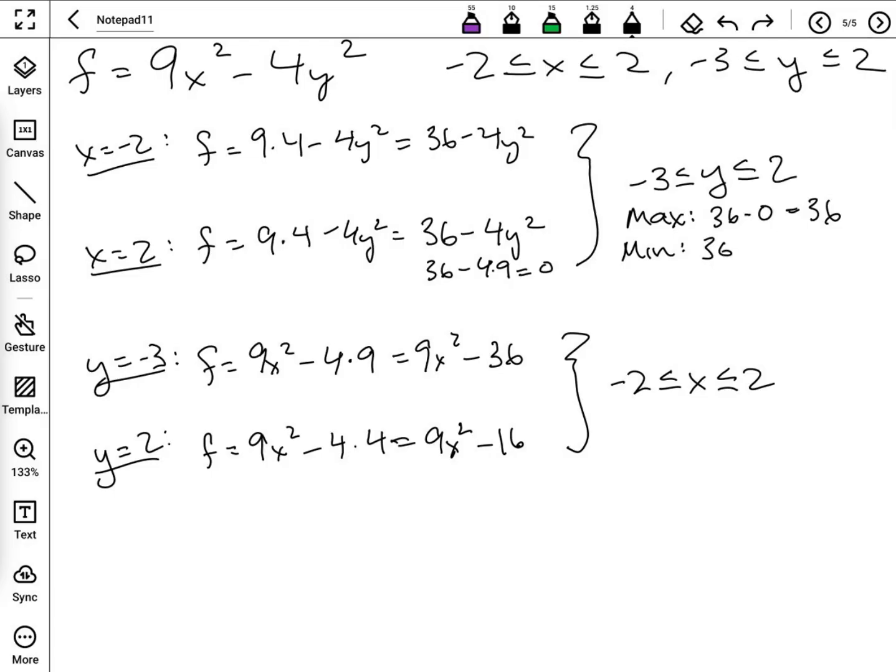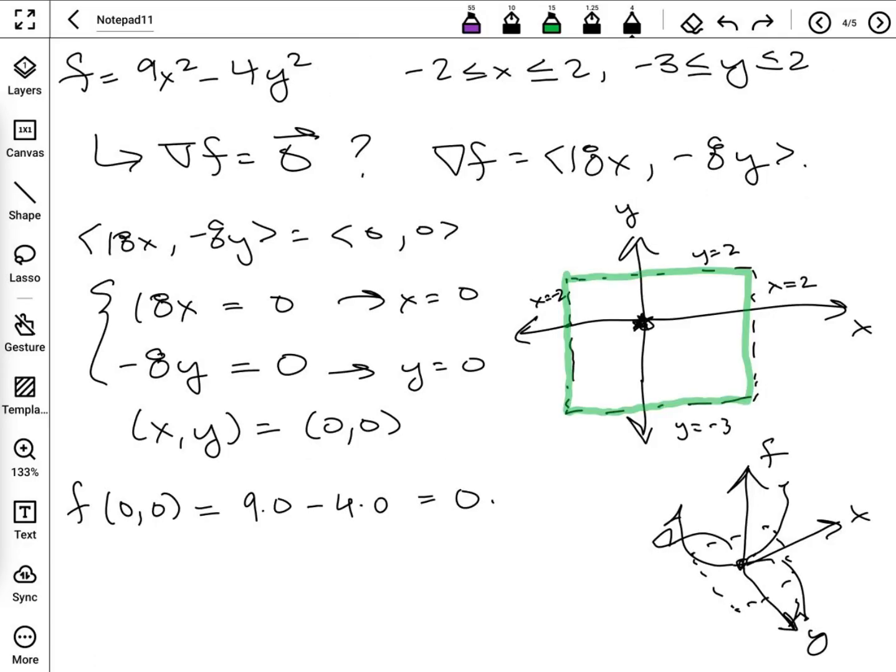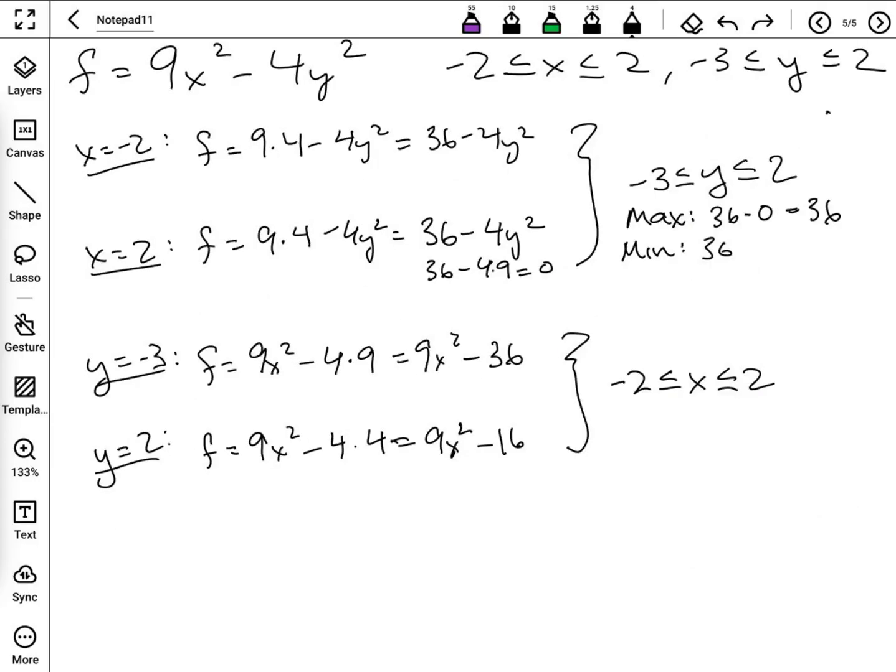I don't know why I did that, sorry. Maybe if I change pages it'll go away. There we go. 36 minus 36 is 0.